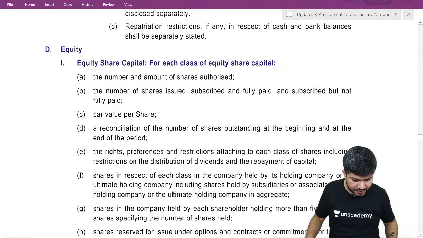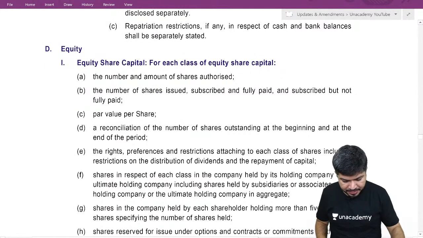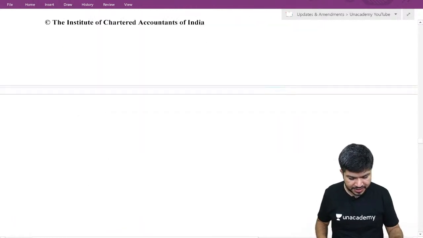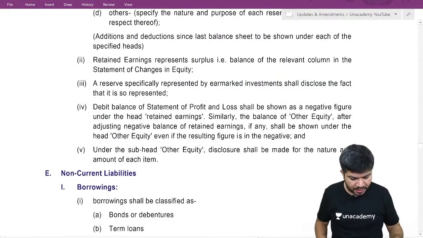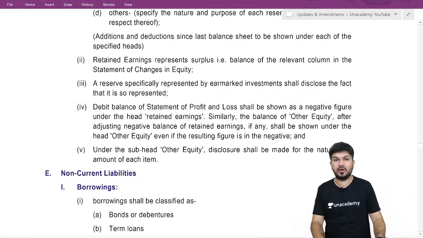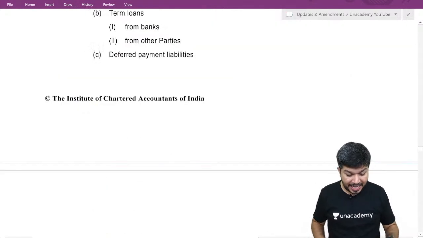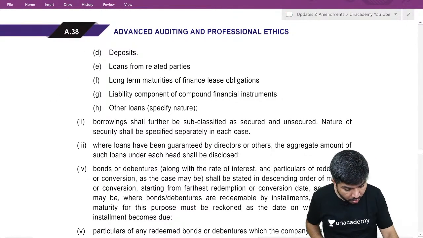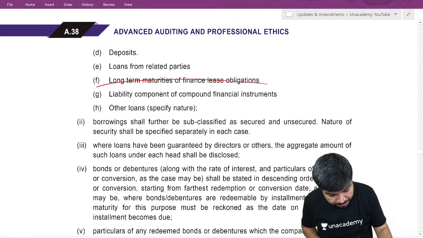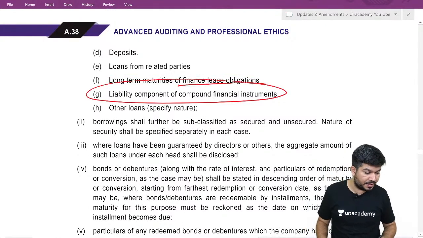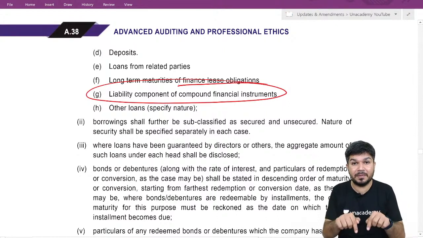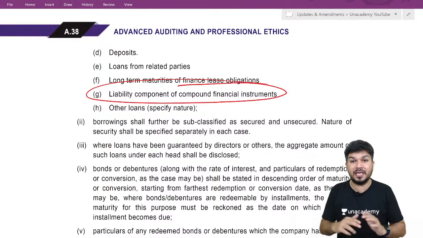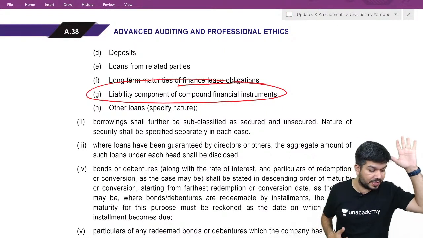Okay, next one is your equity share capital. This is fine. Equity share capital is a normal one. Other equity is also fine. Under your borrowings, liability component of compound financial instrument will come under your borrowing. Yahan pe equity component will go under other equity.